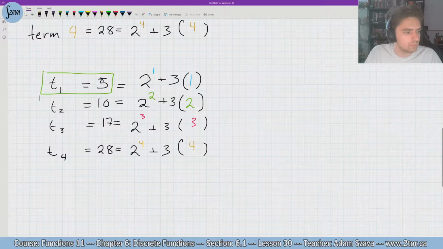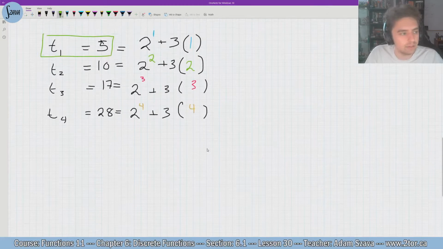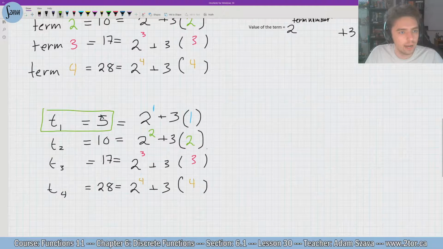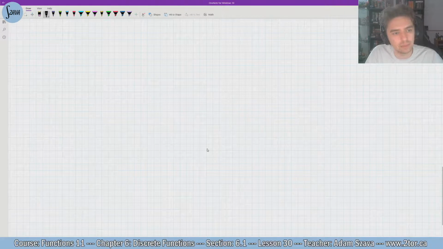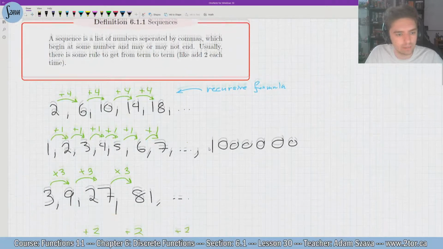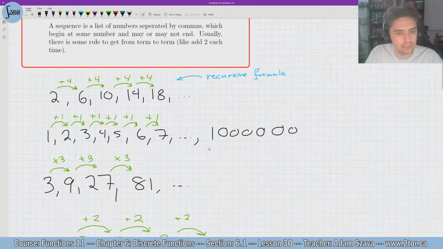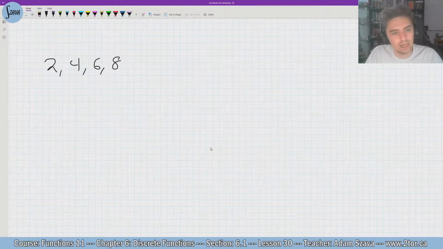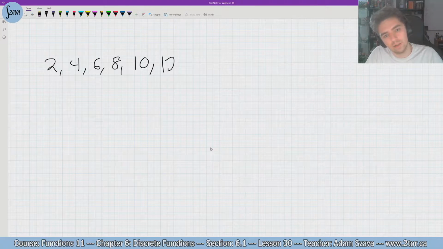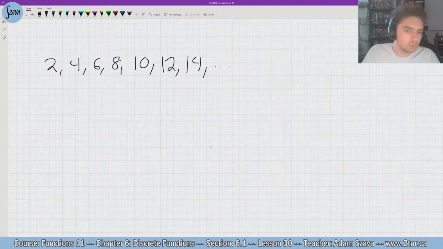Okay, so let's make a little table of values for a simpler sequence. Let's say I'm going to take, well, even a simpler one actually. You know what, I'll start with a way simpler one. 2, 4, 6, 8, 10, 12, 14, dot, dot, dot. You can probably see the rule. We're counting up by 2 each time, right?